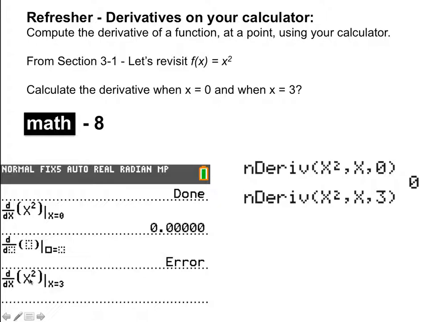So we put in our function, we put in our differentiable variable x, and we evaluate it at 3. The older calculator here shows our function, our differential, and our evaluating at 3. And then when we hit enter here, we get a derivative of 6. In other words, our curve at that location is sloping up 6. So that's just a refresher on using the Math 8 button.